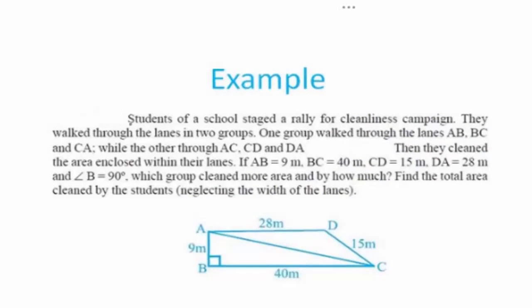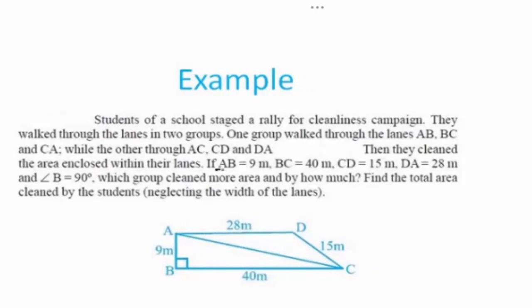Now the example says that students of a school stage a rally for a cleanliness campaign and they walk through the lanes in two groups. One group walked through the lanes AB, BC and CA, while the other through AC, CD and DA. Then they cleaned the area enclosed within their lanes. If AB is 9 meters, BC is 40 meters and CD is 15 meters, DA is 28 and angle B is 90. So which group cleaned more area and by how much? And we need to find total area cleaned by the students.